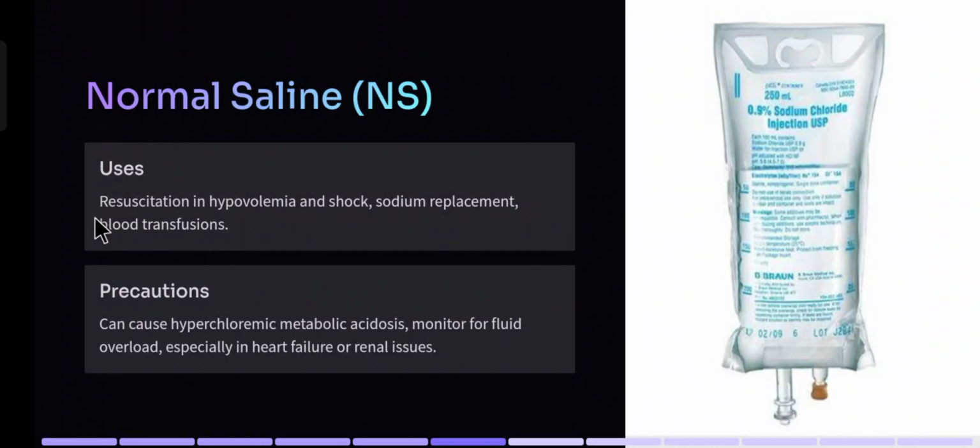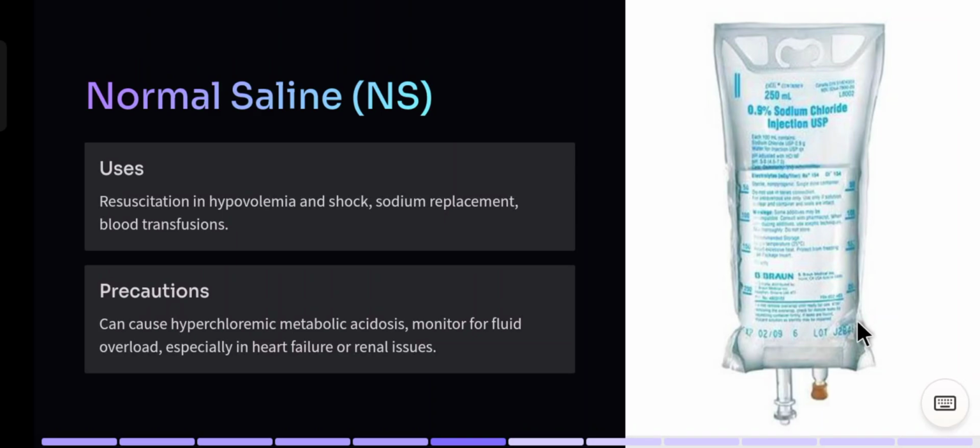1. Uses. NS is primarily used for resuscitation in cases of hypovolemia and shock. It's also used for sodium replacement and during blood transfusions because of its isotonic nature, which minimizes the risk of fluid shifts that could disrupt blood cells. 2. Precautions. While NS is widely used, it can cause hyperchloremic metabolic acidosis, a condition where chloride levels become too high, leading to an acid-base imbalance. Additionally, there's a risk of fluid overload, especially in patients with heart failure or kidney issues, so monitoring is essential.